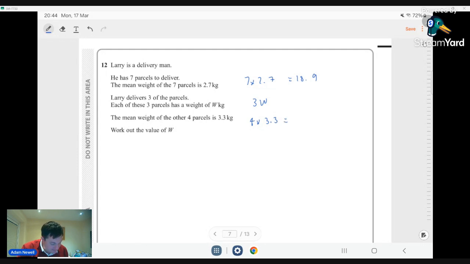gives me an answer of 13.2. So if that's a total, we can do 18.9 take away 13.2, which gives me 5.7. I know that 3W then must equal 5.7. W must equal 1.9.